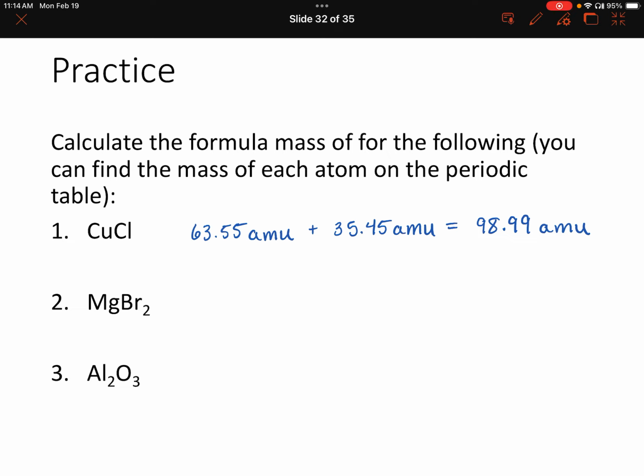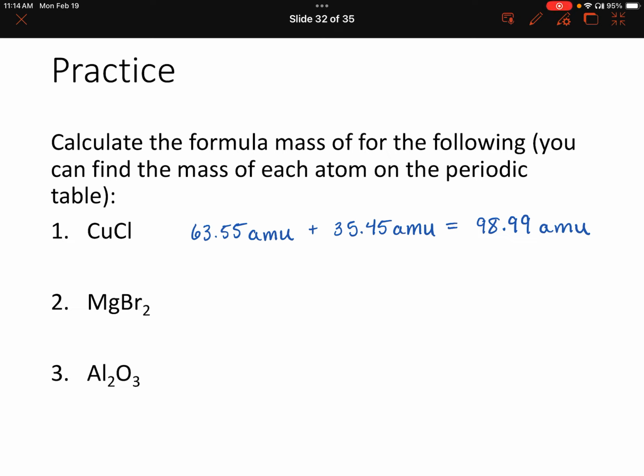If you didn't, just double check that you were looking at the right element on the periodic table and that you got the right mass. And sometimes too, I know I enter things into my calculator wrong. Sometimes I just hit the wrong button. So if you didn't get the same thing, just double check.